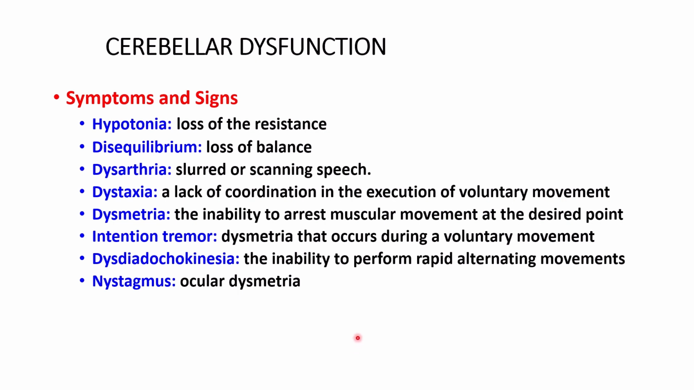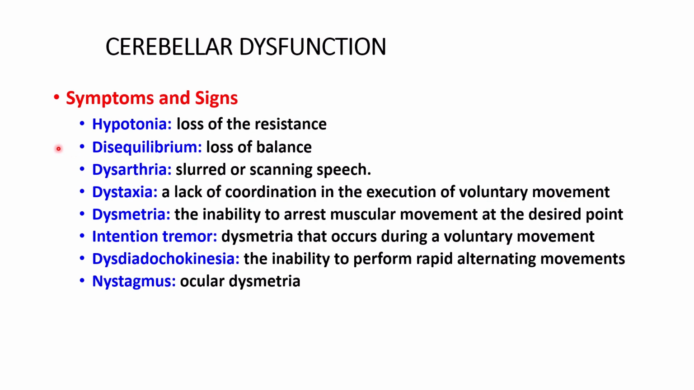These are the different signs and symptoms of cerebellar disease. So hypotonia means decreased tone of the muscles. The tone of the muscles is related to the number of muscle fibers that are active, and in this case, not many fibers are active. Equilibrium is the problem with balance.